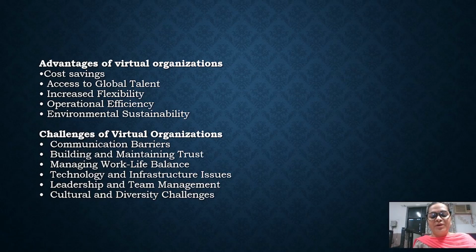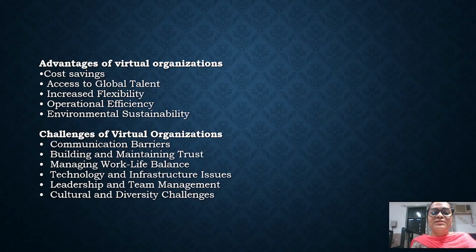Now, the next topic is challenges of virtual organization. First challenge is communication barriers. Obviously there could be communication barriers because without face-to-face interaction, virtual teams may face challenges in the interpretation of non-verbal cues or even the tone of voice, which will lead to misunderstanding or even sometimes to conflicts also, right?